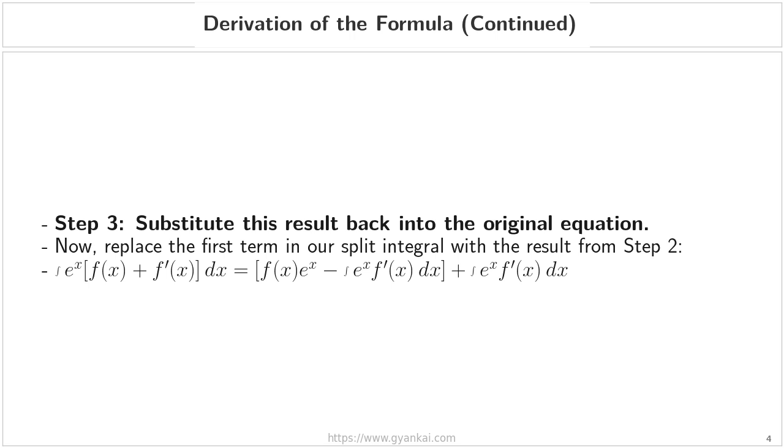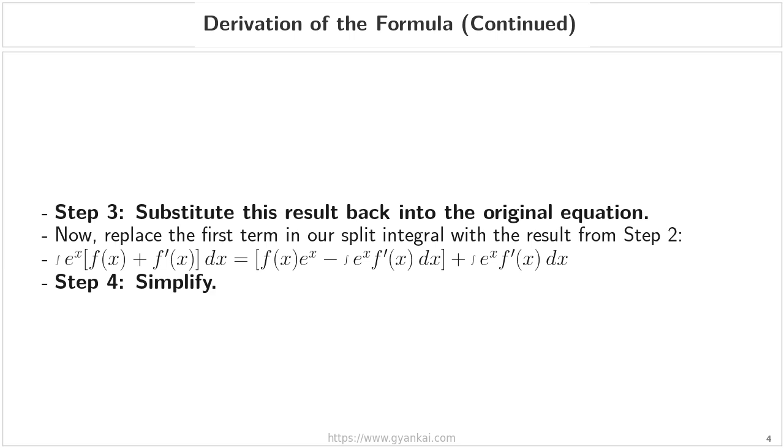So, our equation becomes the integral of e to the power of x times f of x plus the integral of e to the power of x times f prime of x equals, and now we substitute, open bracket, f of x times e to the power of x minus the integral of e to the power of x times f prime of x, close bracket, plus the integral of e to the power of x times f prime of x. Now let's move on to step 4, simplify.